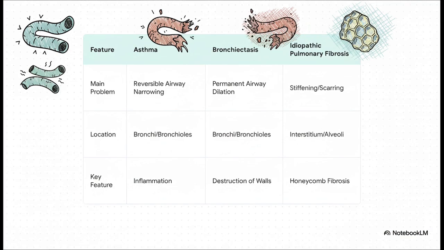Asthma. The main problem is reversible narrowing of the airways. Bronchiectasis. It's permanent widening of those same airways. And idiopathic pulmonary fibrosis? Forget the airways. The problem is in the lung tissue itself, the interstitium, which is becoming scarred and stiff. Location and pathology, totally different for each one.